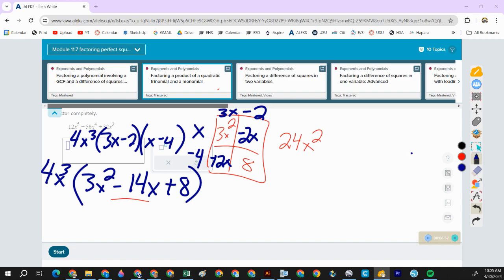If it wanted me to find the roots, this root would be 4, this root would be 2/3, and this root is going to be 0. So this graph would cross the x-axis at 4, at 2/3, and then it would have a saddle at 0. So it's going to look something like this. 0, 2/3, and 4.